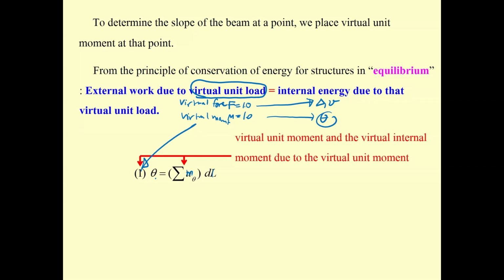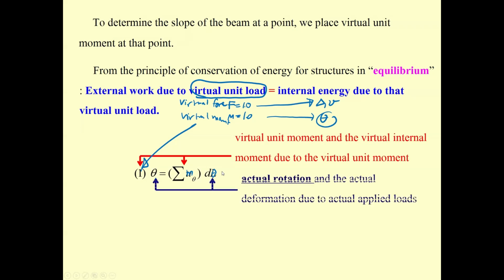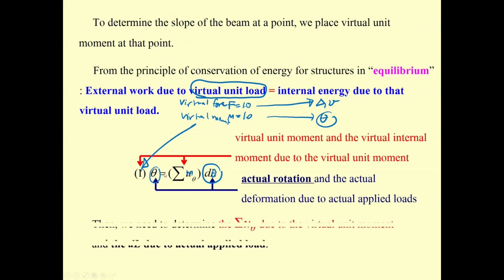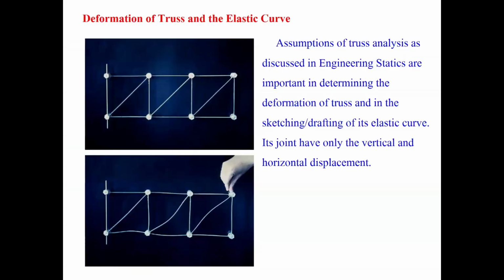This term will change to d theta. Now you compute the d theta to determine the slope. That's going to be the equation for the beam and for the frame. Now, let us move to the truss first.